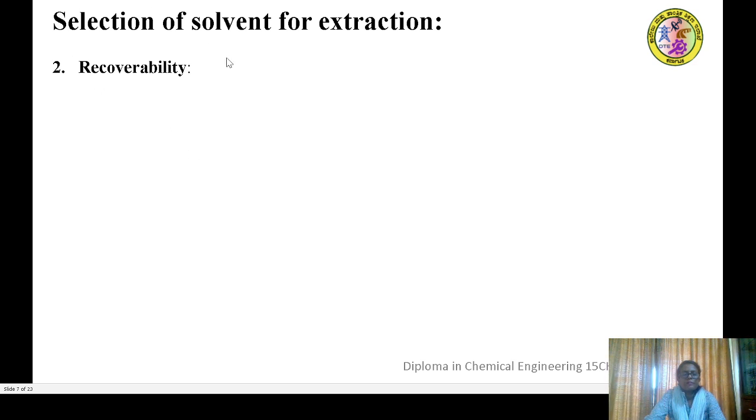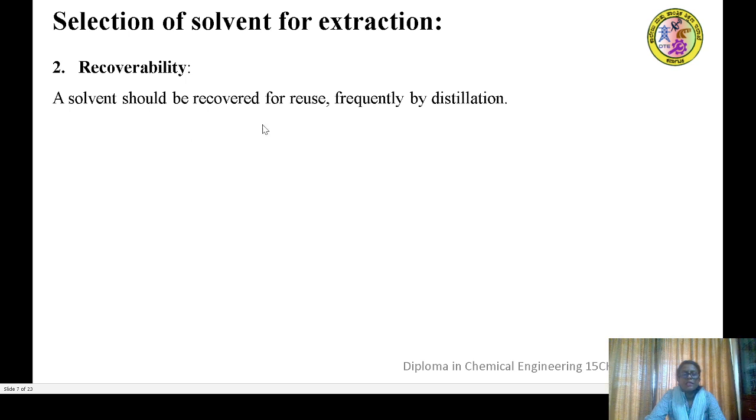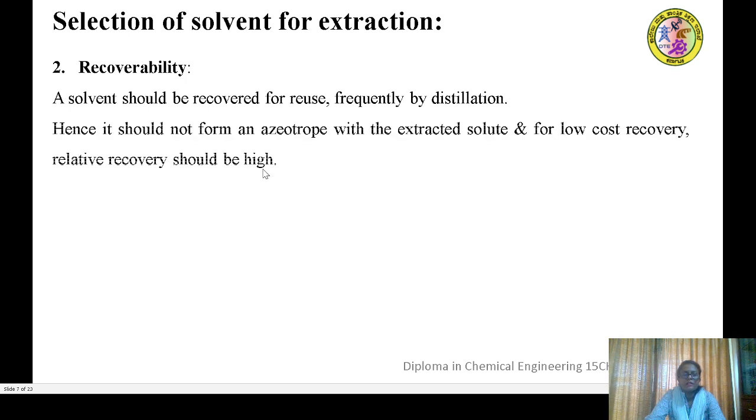So that is the second important requirement of a solvent. A solvent should be recovered for reuse frequently by distillation. Hence, it should not form an azeotrope with the extracted solute. And for low cost recovery, the relative volatility of the solution components in the given solution of solute and solvent should be high. So that is how it makes the operation less costly.